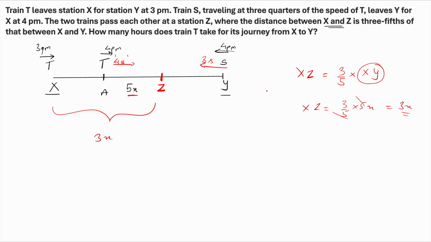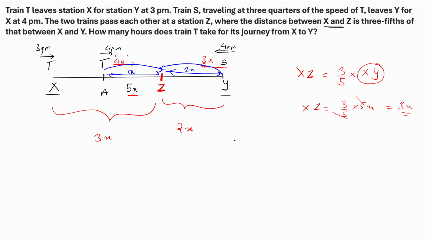If the entire length of XY is 5x, the remaining part ZY should be 5x minus 3x, or 2x. Now let us suppose the distance that train T travels to meet train S, from A to Z, is equal to, let's say, a. So in the time in which train S travels 2x, train T travels the distance a. The time is the same. So the time taken by train T to travel from A to Z is the same as the time taken by train S to travel from Y to Z.